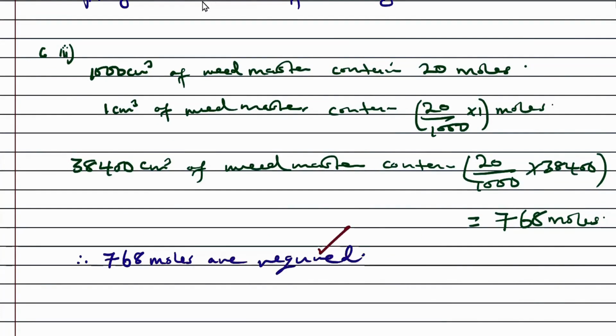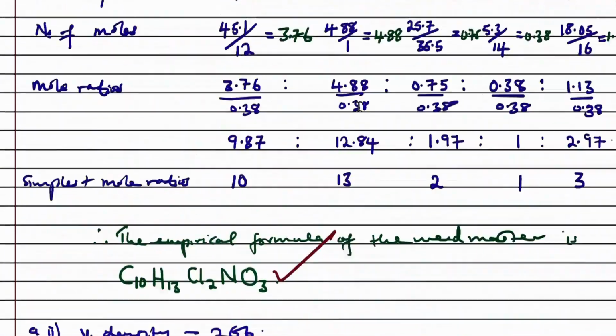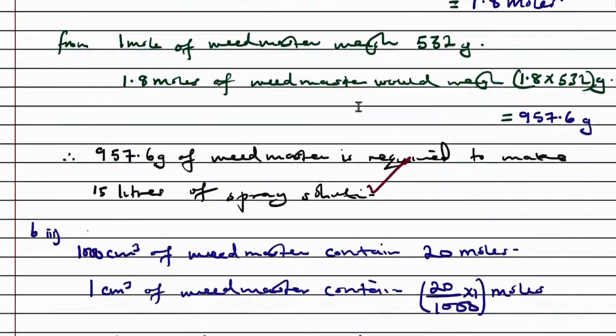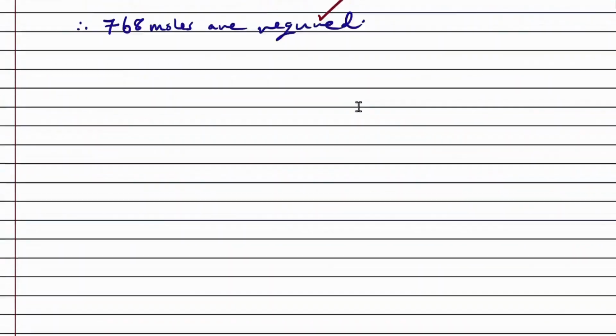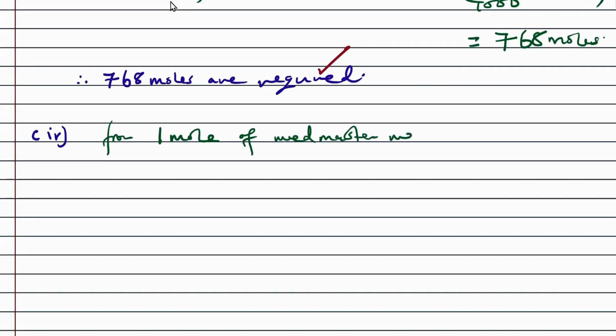You can now go to the last Roman numeral, that is Roman numeral 4 of our question, which is the last one. It requires to determine the number of grams of Weedmaster in the bottle in C2 above. So Roman numeral 2 of part C is our reference point. That means we are going to say that this is Roman numeral 4 of part C, that from 1 mole of our Weedmaster weigh, so this is molar mass, weigh the 532 grams.